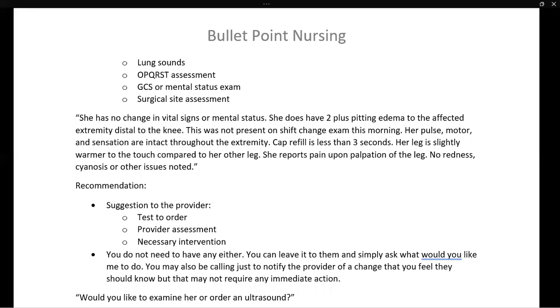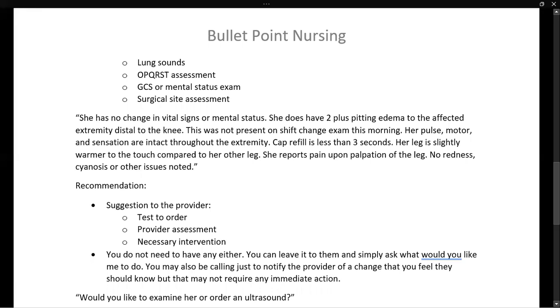In the recommendation section, you may give a suggestion to the provider. So for example, in this case, it could be, would you like me to examine the patient further? Would you like to examine the patient? Would you like to order an ultrasound or any specific medication? In general, your recommendations are usually going to be for the provider to come and make an assessment of the patient themselves, for them to order some sort of exam, or for them to order some treatment.